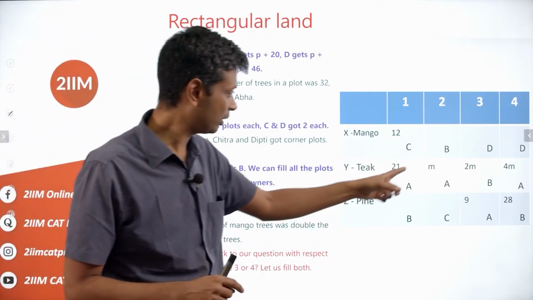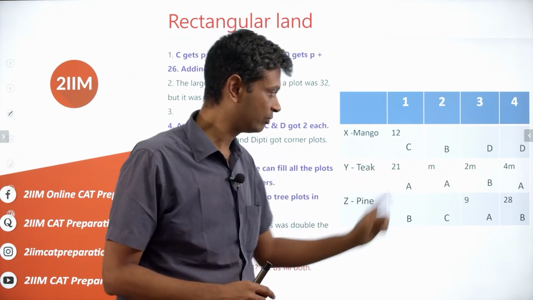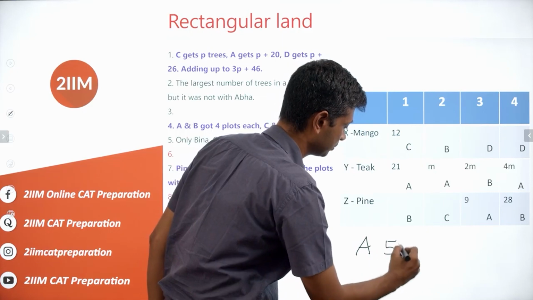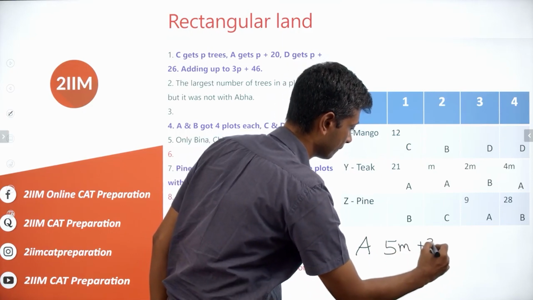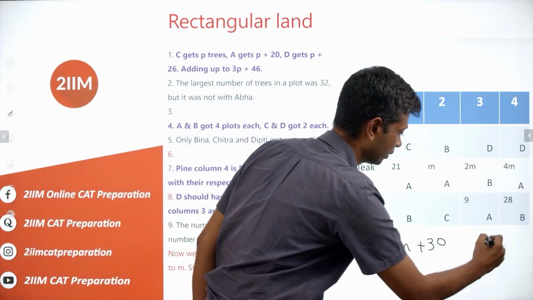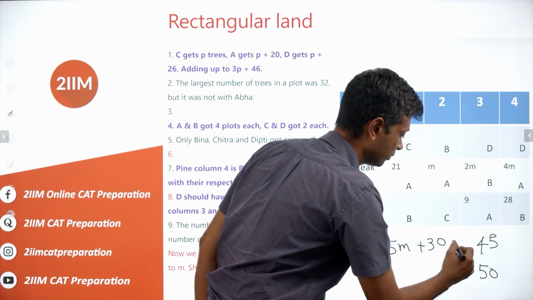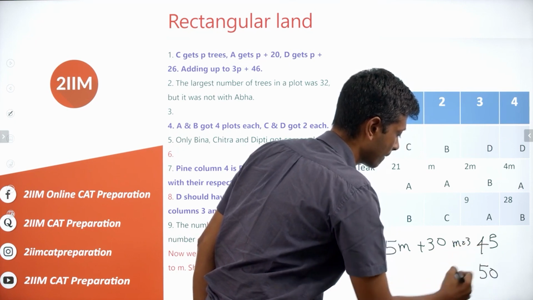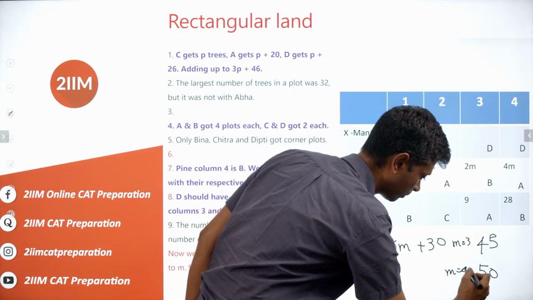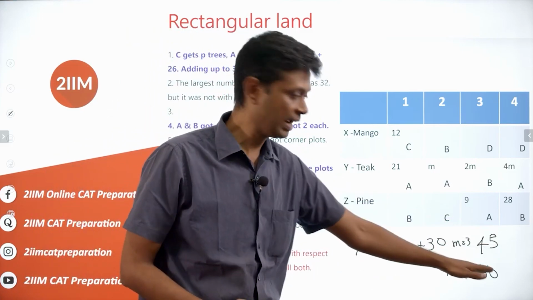A has got 21, m, 9, 4m. If you add A's numbers, A adds up to 5m plus 30. If you put m equal to 3, A has 45. If you put m equal to 4, A has 50. This is m equal to 3. This is m equal to 4. Sorry. So m is 3, A has 45. M is 4, A has 50.